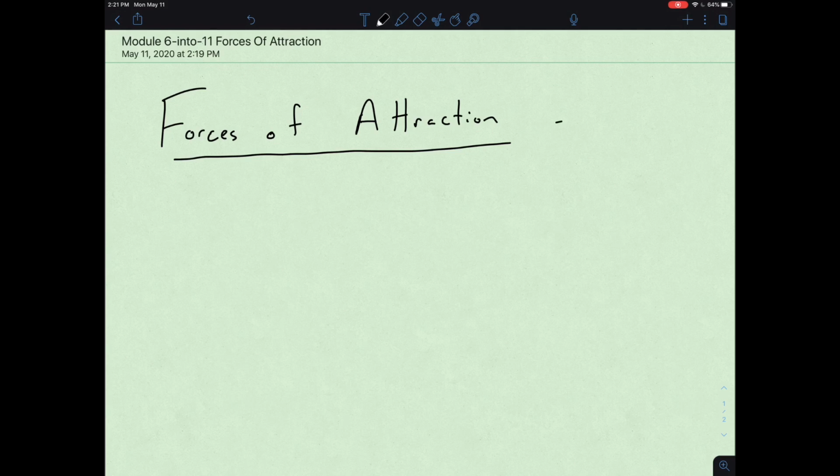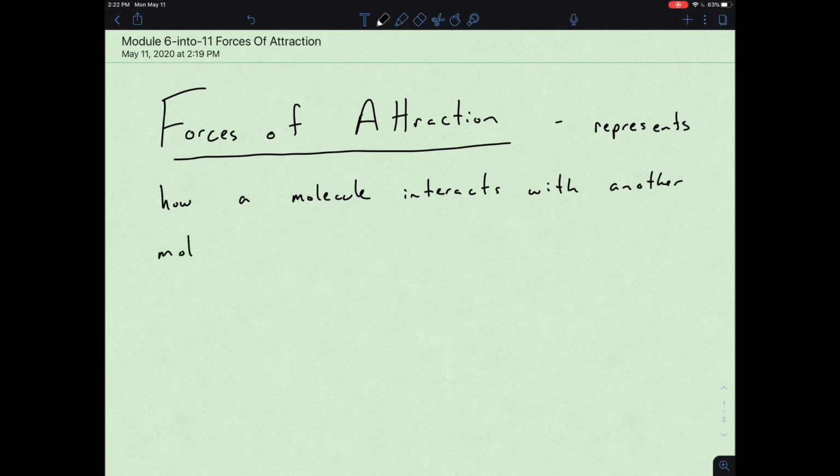And it's basically a representation of how a molecule interacts with another molecule of itself.